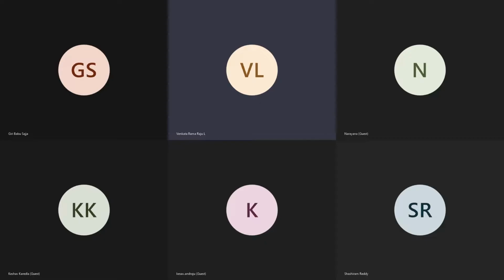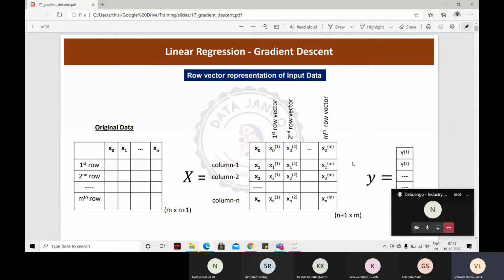So yesterday I explained how the linear regression algorithm finds the coefficients. It's a linear algebraic approach, with a formula: x transpose x whole inverse x transpose y. But the problem with that formula is that it cannot work with a huge volume of data, and it has a dummy variable trap also.